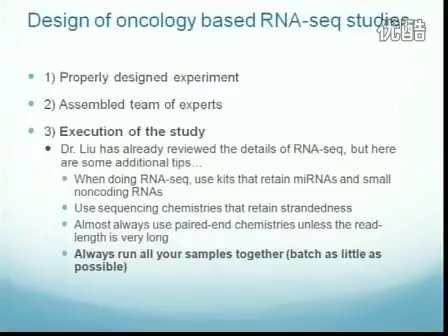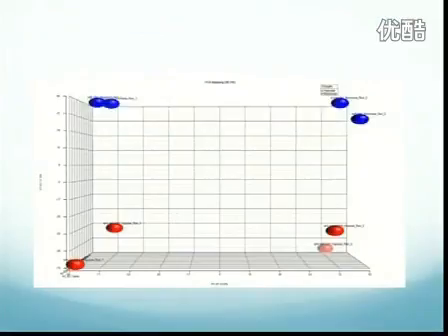And always, always, always, as much as possible, run all your samples together, meaning you want to batch as little as possible. To illustrate that point, I'm going to show this example. This is a recent RNA-seq experiment in a cancer cell line. The samples in blue are done in normoxia, meaning under regular high oxygen conditions. These samples in red are done in hypoxia, under low oxygen conditions.